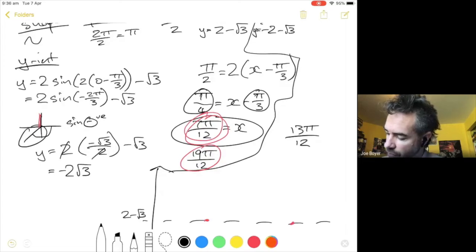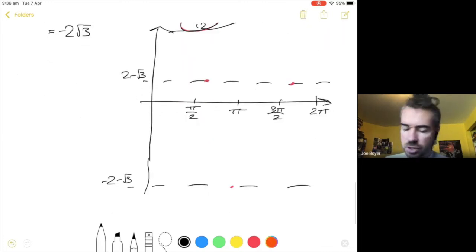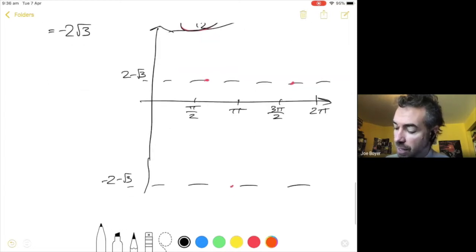distance. All of these are pi on 12 more than our halfway marks. So 6 pi on 12 is halfway, but we're 1 pi on 12 more than that. And 18 pi on 12 is our halfway, but we're 1 pi on 12 more than that. So I'm using a lot of symmetry tricks here, knowing that the pattern is repeating, and that what you do in one place occurs in the other. So we've pretty much done everything apart from finding and labeling our x-intercepts. And so let's do that now.